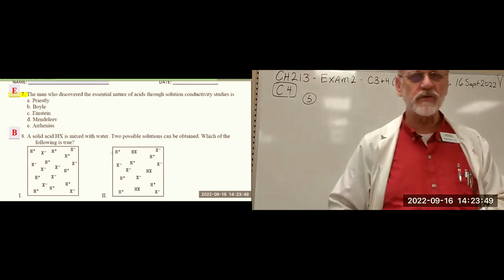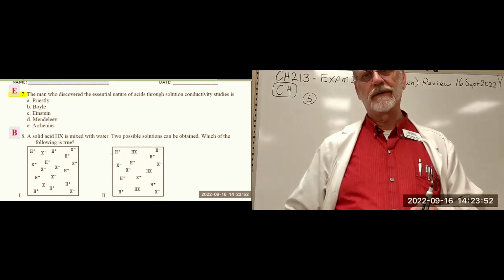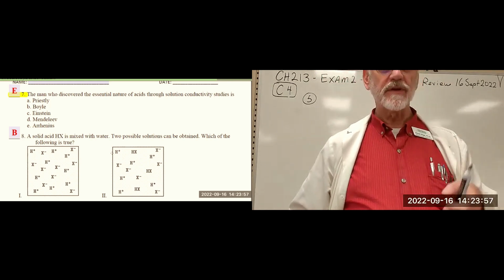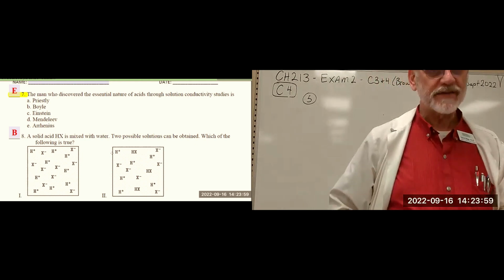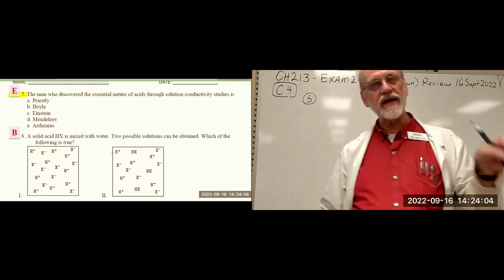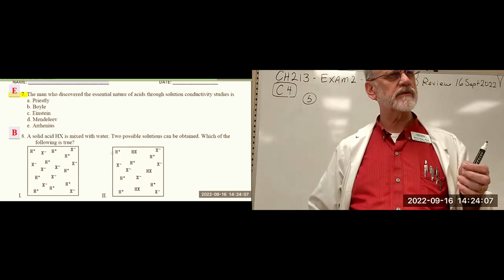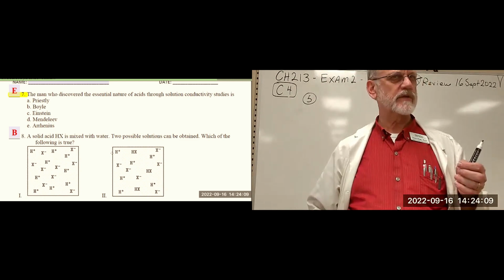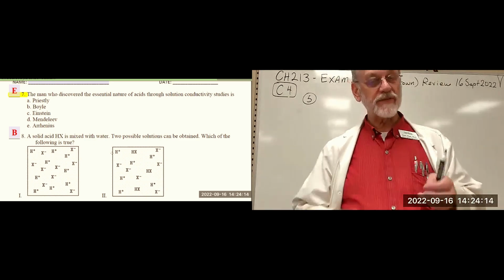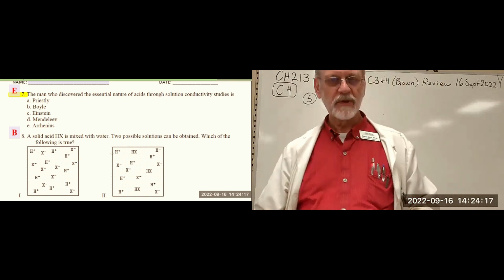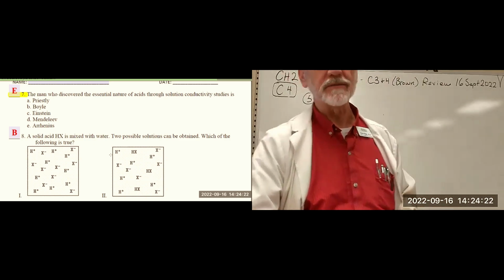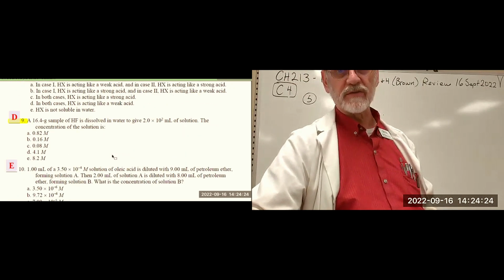The man who discovered the essential nature of acids must be in your textbook. Through solution conductivity studies, it was Arrhenius. Arrhenius discovered the essential nature of acids. And when we get to a discussion of acids and bases, oh, wait a minute, that's not this semester, is it? I think that's next semester. We'll talk about Arrhenius' definition of acids and bases. But for now, he's the one who started the ball rolling with acids and bases on a theoretical basis.